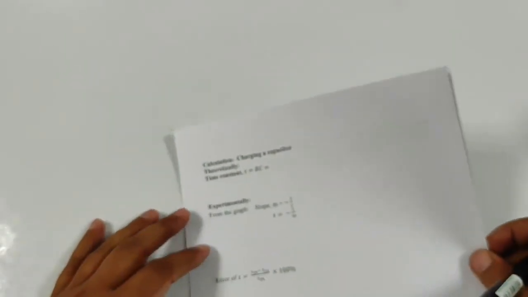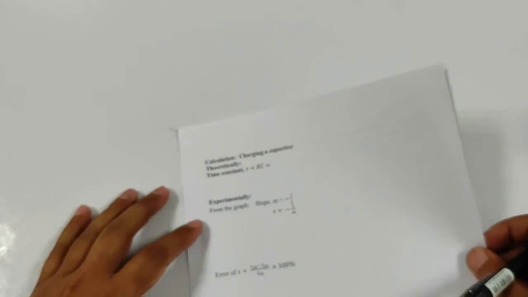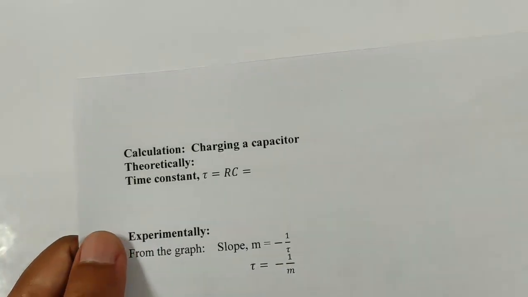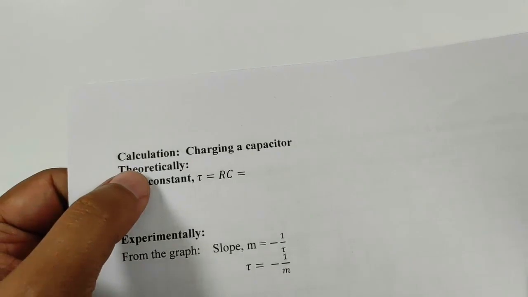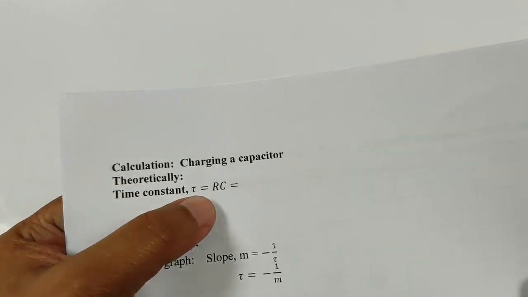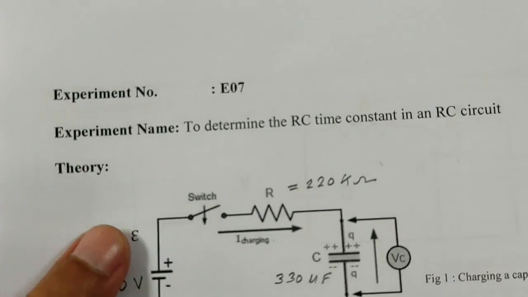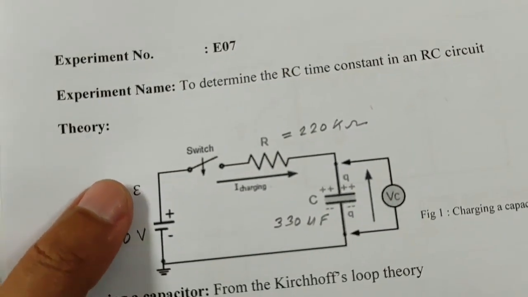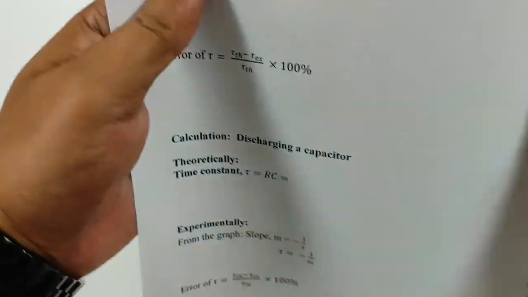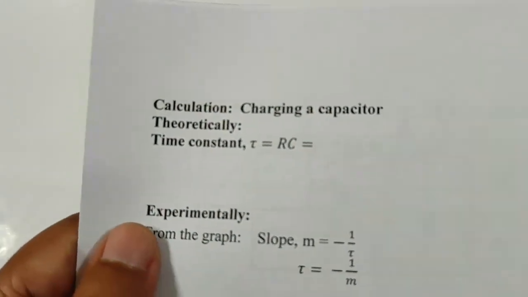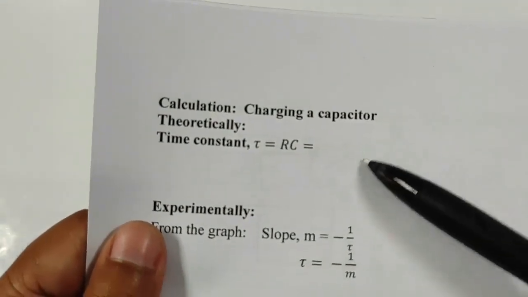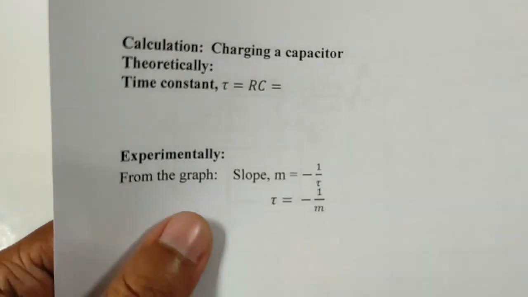Okay, now how to do the calculation? For the calculation, go to the last page. Charging of a capacitor. Theoretically the time constant tau equals RC. We already know the values of R and C in our experiment. For R we used 220K and for C 330 microfarad. From those values I can calculate RC. So do it, and then you have to draw the graph.